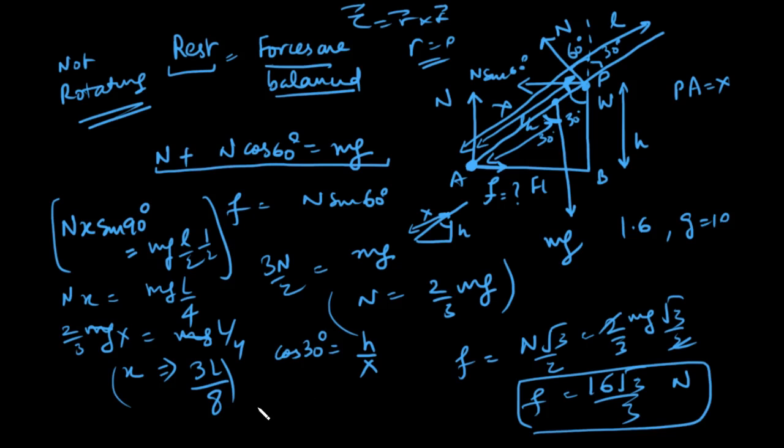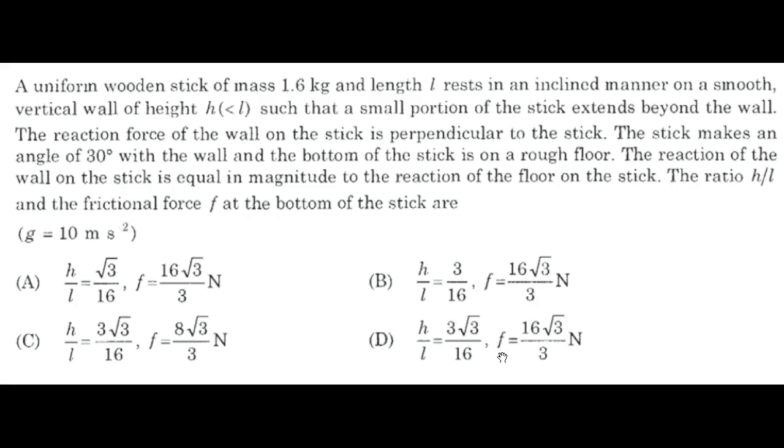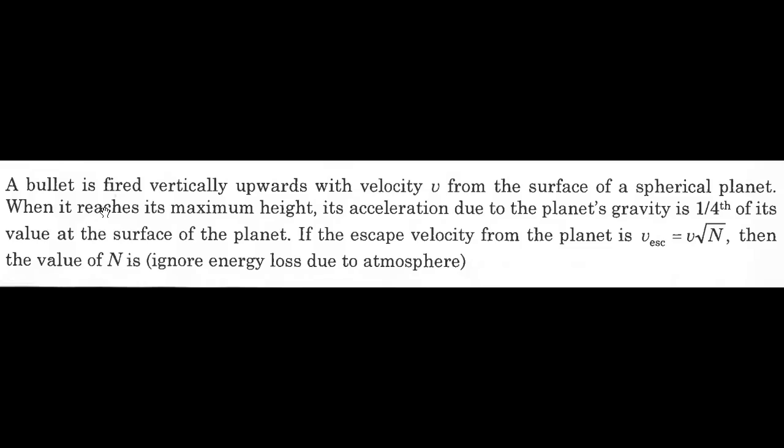What is x? 3L by 8. So we take 3 by 8 over here. We have 3 by 8 times root 3 by 2, which would be h by L. Alright, so this is the answer. So h by L is 3 root 3 by 16, and f equal to 16 root 3 by 3 is the answer. So here my answer is D. H by L is 3 root 3 by 16 and f is 16 root 3 by 3. Alright, so let's move on to the next question.